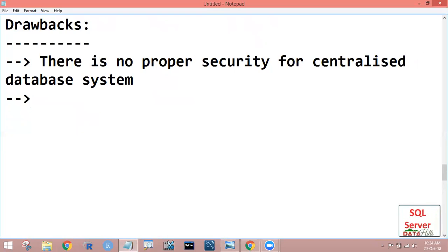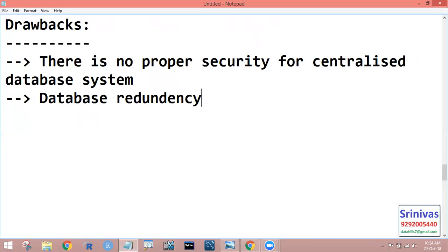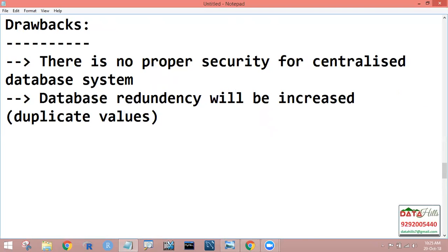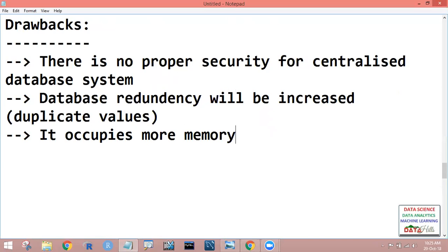Here the redundancy is also increased, meaning there is a chance for duplicate values. That is also a main drawback here. Database redundancy will be increased, raising the chance for duplicate values. Another drawback is that it occupies more memory. The application performance is also reduced here.